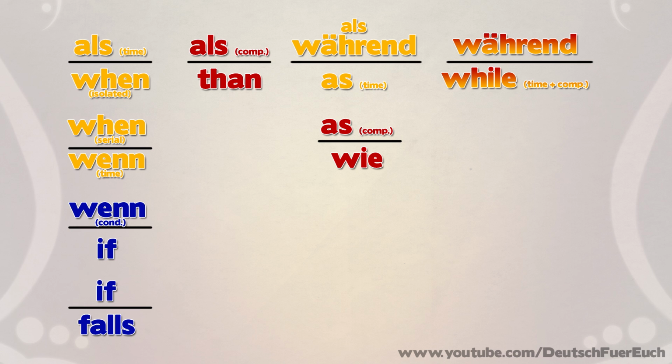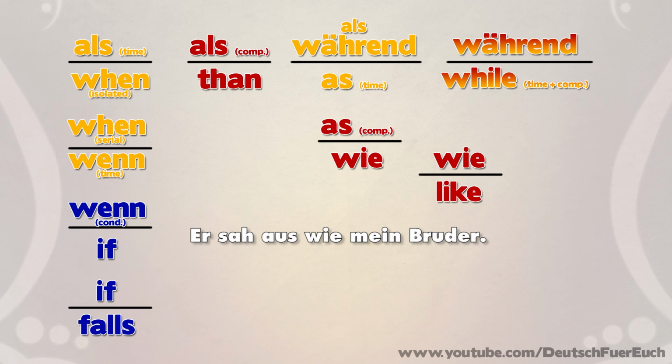And then to wrap this up, we have two other meanings of wie. The first one is like. Again, this is comparison-wise, so he looked like my brother. Sah aus wie mein Bruder.